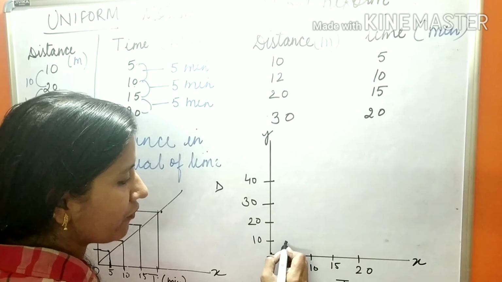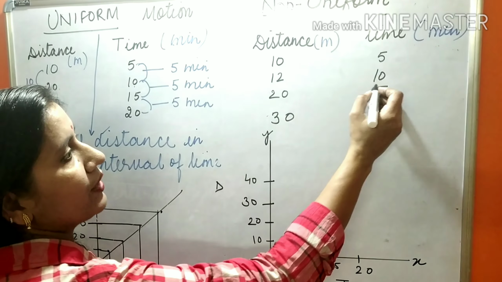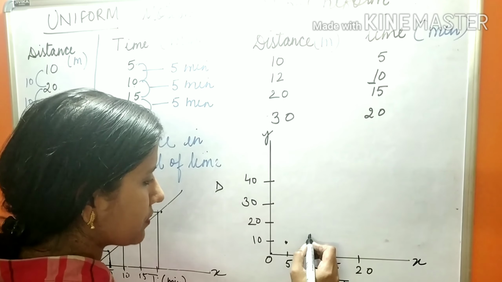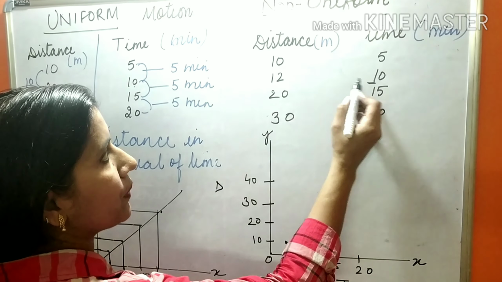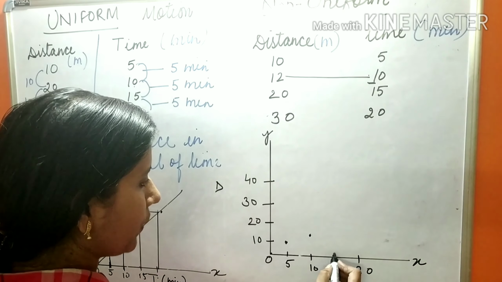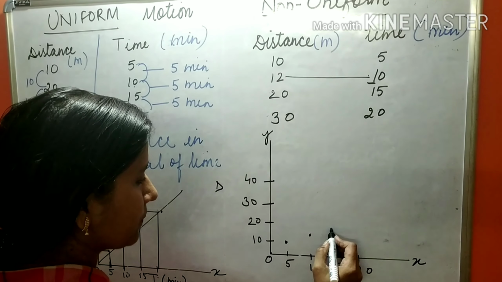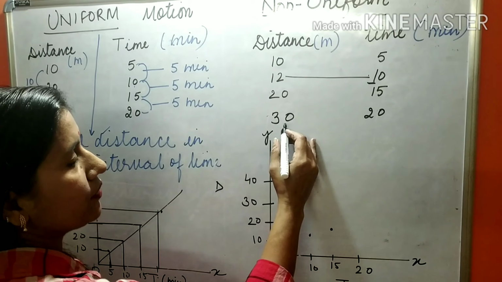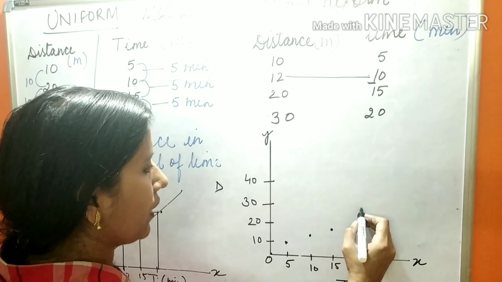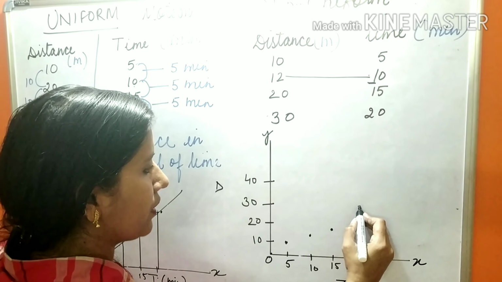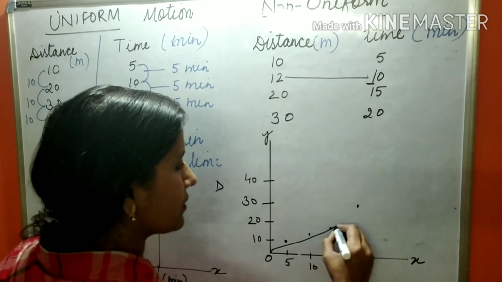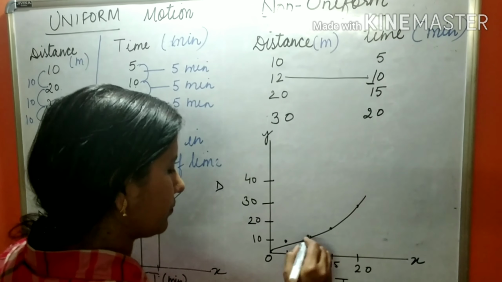ओके. फर्स्ट 5 मिनट में कितना चला? 10. फिर नेक्स्ट 10 मिनट्स में कितना चला? सिर्फ 12. यहाँ तक बस. ये 20 पे नहीं आएगा. ये सिर्फ 12 तक. 15 मिनट्स में कहाँ पे पहुंचा? 20 पे. ओके. एंड देन 30 पे कब पहुंचा? जब कितने मिनट हो गए? 20 मिनट. फाइन. तब कहीं जाके आपका ये ग्राफ ऐसे कर्व आ जाएगा.